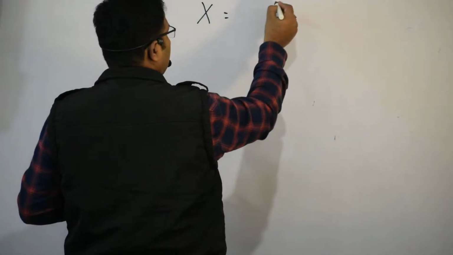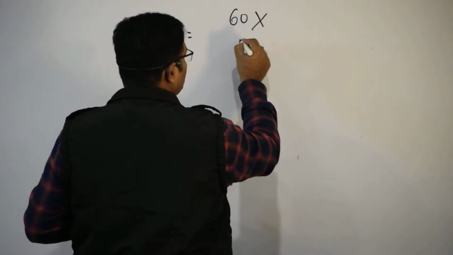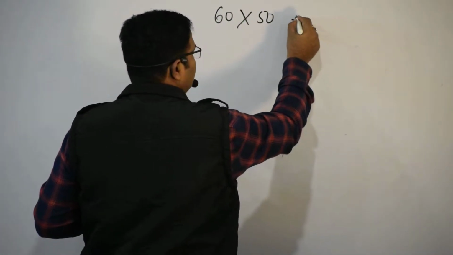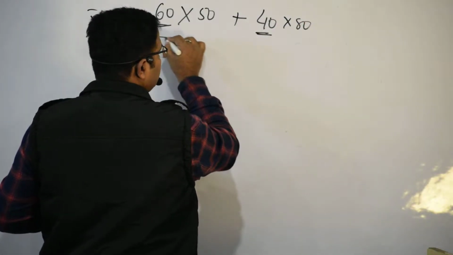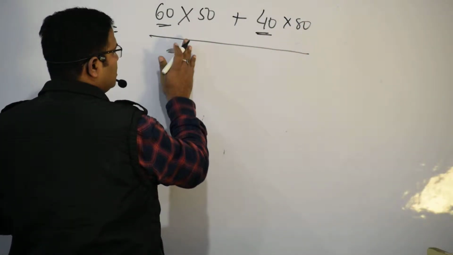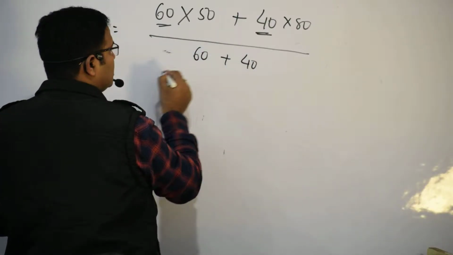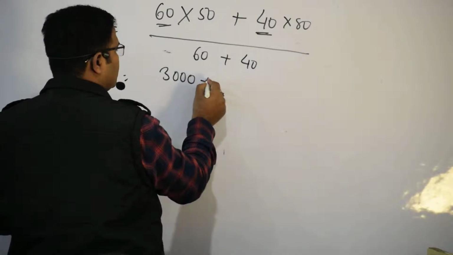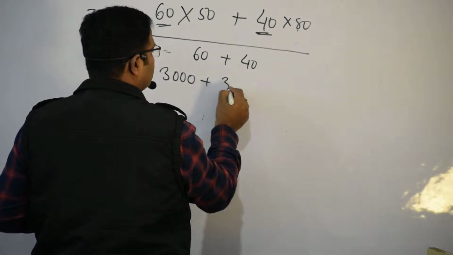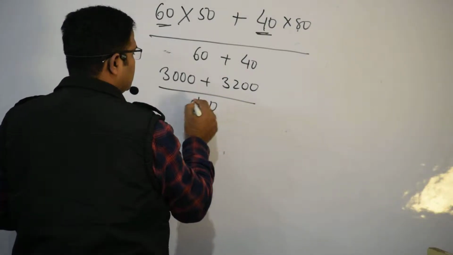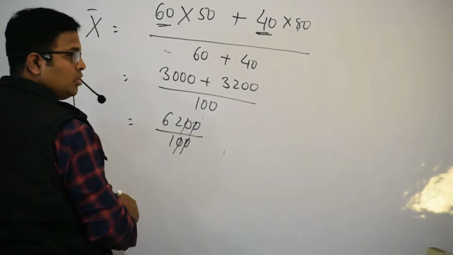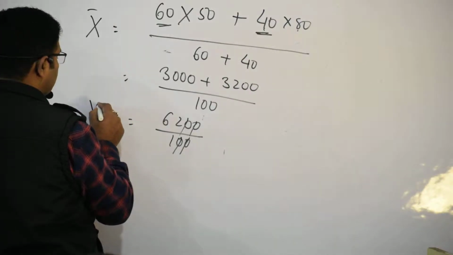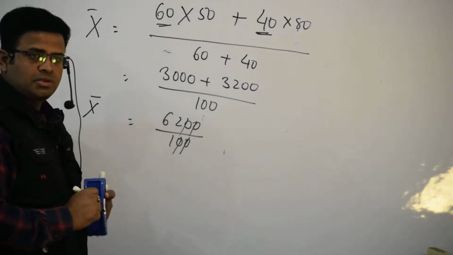What the question was: I said that in a class 60 boys, their average score is 50, and 40 girls and their average score is 80, so how much does it become? Just tell me. 60 plus 40, and that becomes what? 3000. 40 into 80, 3200 upon, and that becomes 6200 upon 100. Is it okay? Got it? And then I said like this. Killer? 62 is the average of the class. Write down.